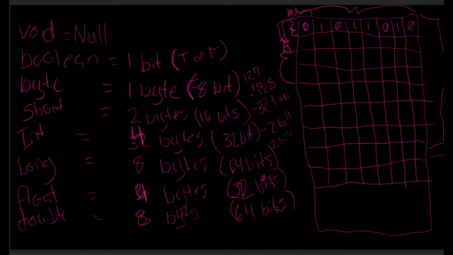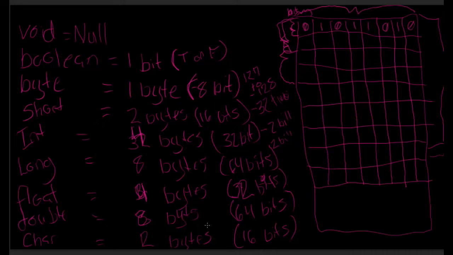Then the last one you might think isn't necessarily an integer type number, but it actually is. It's called a char. And this is a single character. And this takes up 2 bytes, and 16 bits. So these are your 8 types of primitive data types.